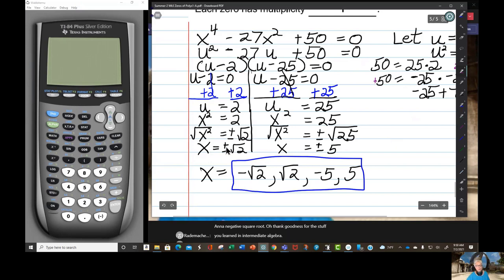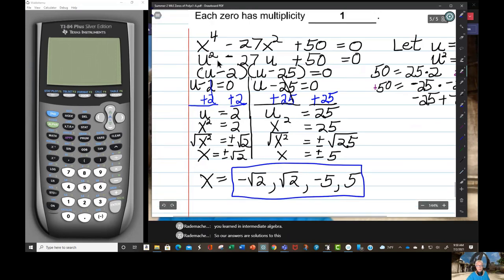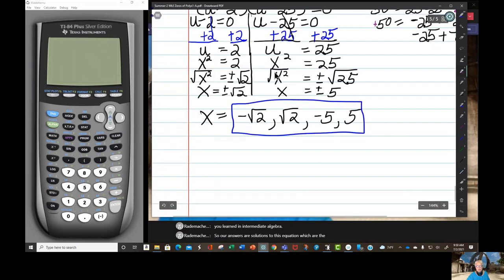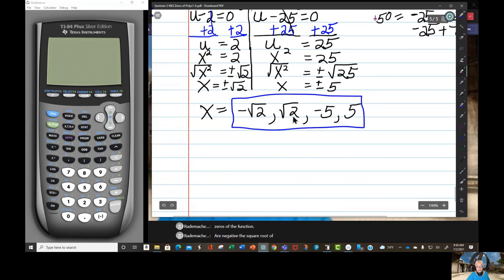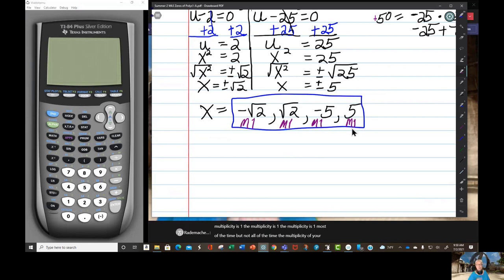So our solutions to this equation, which are the zeros of the function, are negative the square root of 2, positive the square root of 2, negative 5, and positive 5, because the square root of 25 is 5. But I have a plus or minus in front of it. Each one of these occurs once, so the multiplicity is 1. Most of the time, but not all of the time, the multiplicity of your zeros will be 1.